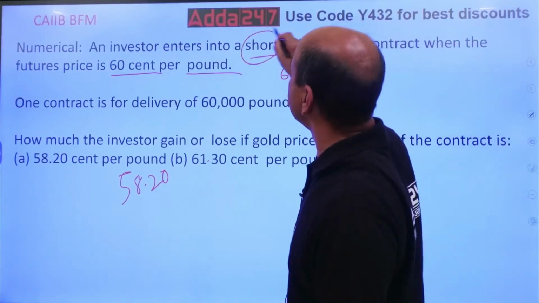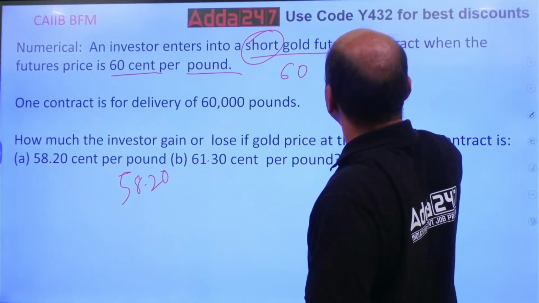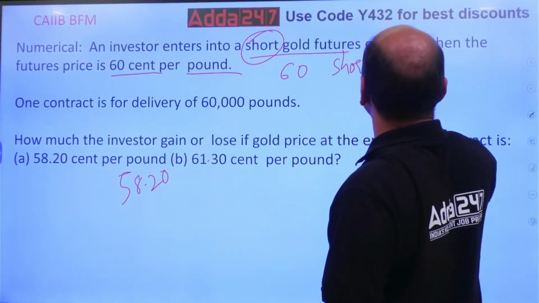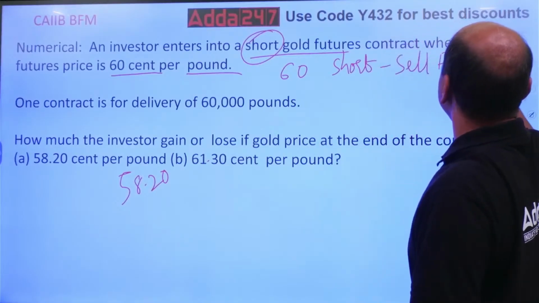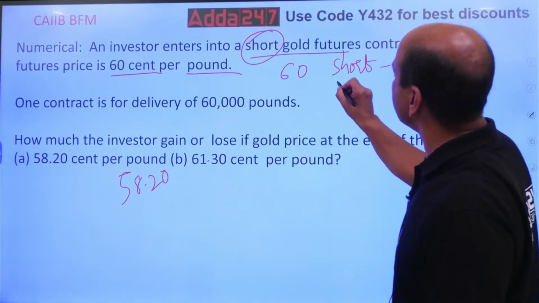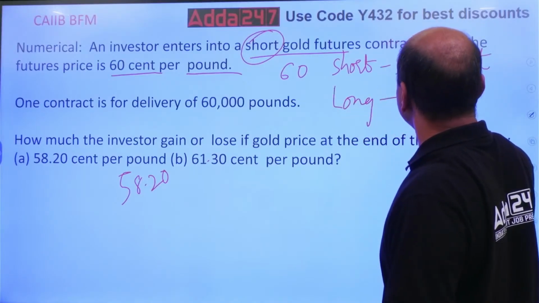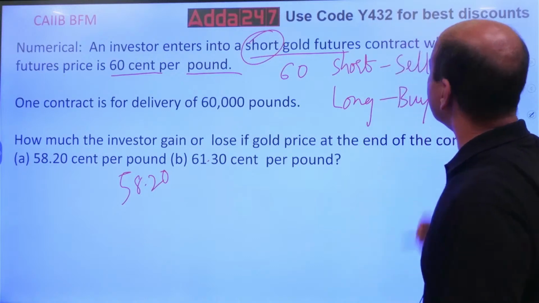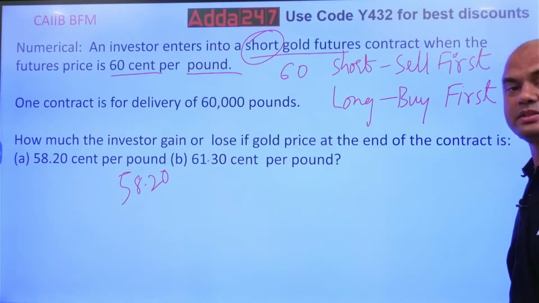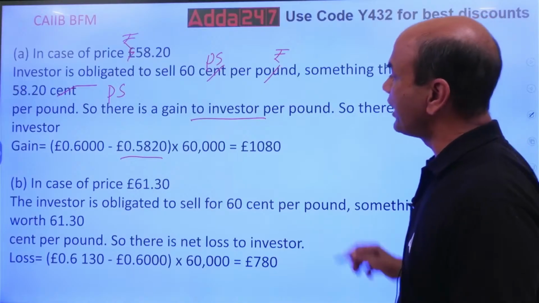What do you mean by the word short? Short means sell first and then buy later. Long means buy first. Understand this: long means buy first, and short means sell first. So here, I have sold it at 60.